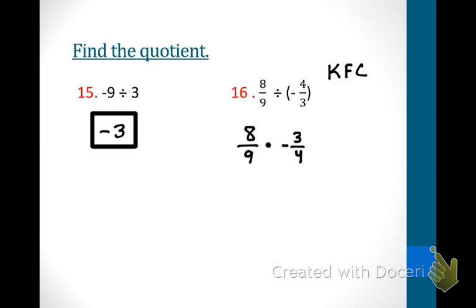Now what, Taylor? You reduce the 3 and the 9, and it becomes 1 and 3. Remember, we talked about cross-reducing. You can only do that when you're multiplying fractions. Then you cross-reduce the 4 and the 8, and it becomes 1 and 2. Excellent. Then 2 times 1 is 2, and 3 times 1 is 3, so your final answer is 2/3. Now go back to the original problem. You have one negative, so your answer has to come out negative.